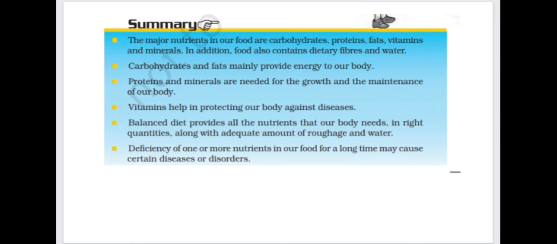To recover wounds, proteins are needed. And vitamins help in protecting our body against diseases. A balanced diet provides all the nutrients that our body needs in right quantities, along with an adequate amount of roughage and water. And the last one is deficiency. Deficiency of one or more nutrients in our food for a long time may cause certain diseases or disorders.